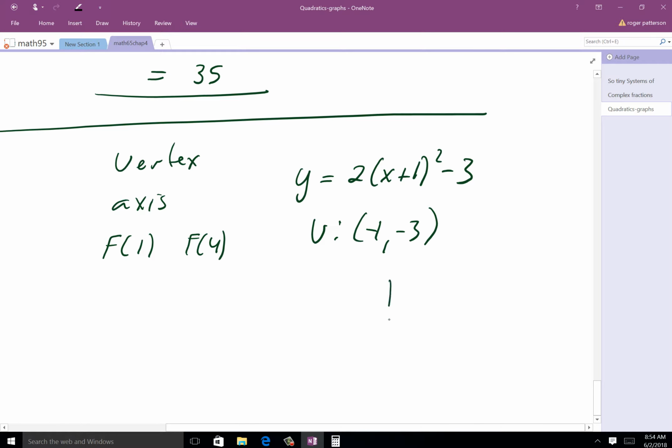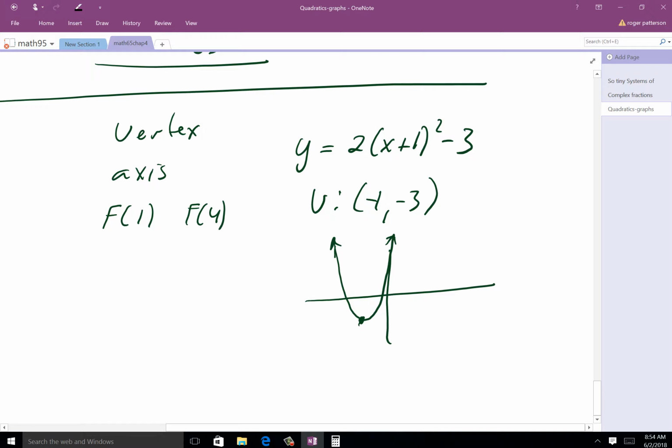All right. So that's so nice because now I can go -1, -3. And then the 2, well, it's going to be a little thinner than normal, and opening upward. There it is. There's my sketch. That's done. So I did this. Axis of symmetry: x equals, a nice vertical line going right down the middle.